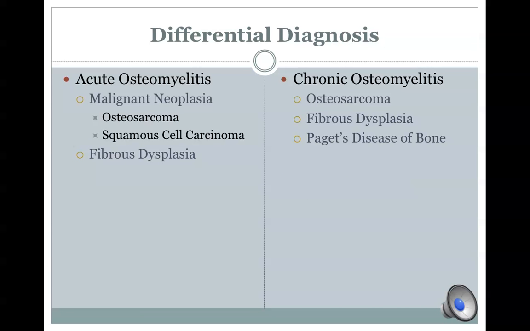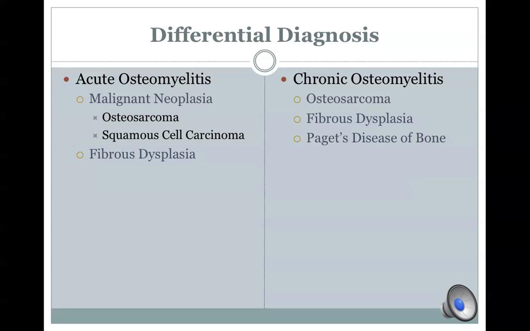The differential diagnosis for acute osteomyelitis includes fibrous dysplasia and malignant neoplasia. Malignant neoplasia includes osteosarcoma and squamous cell carcinoma. Fibrous dysplasia can have a radiographic presentation of mixed radiolucent radiopaque similar to osteomyelitis. Malignant neoplasia can have an ill-defined border and a mixed internal structure.